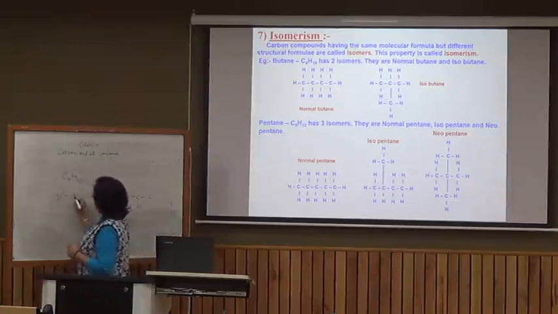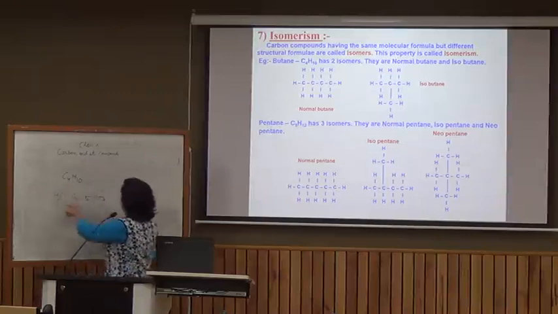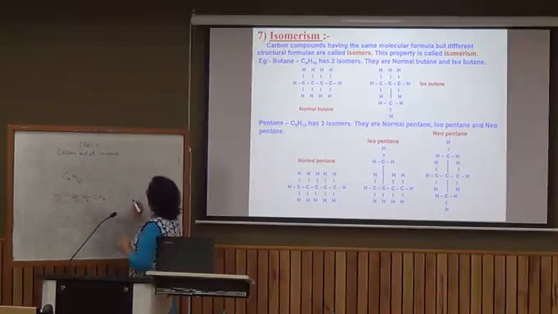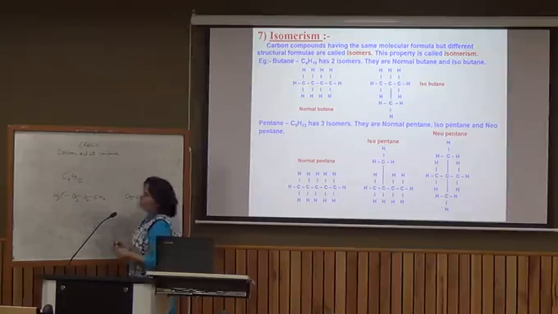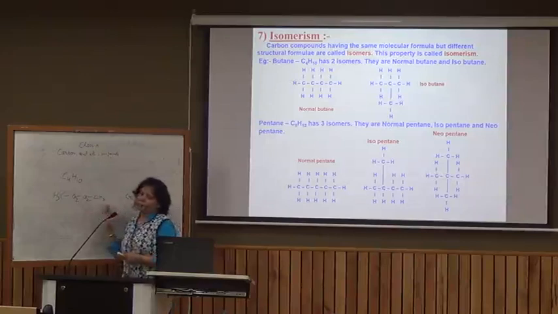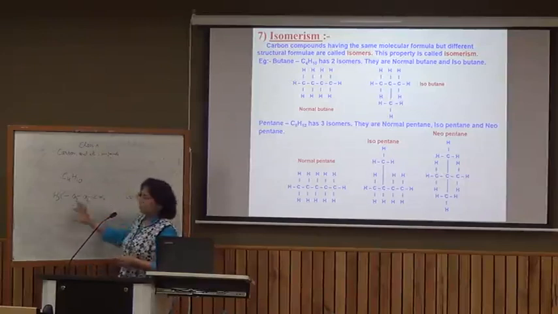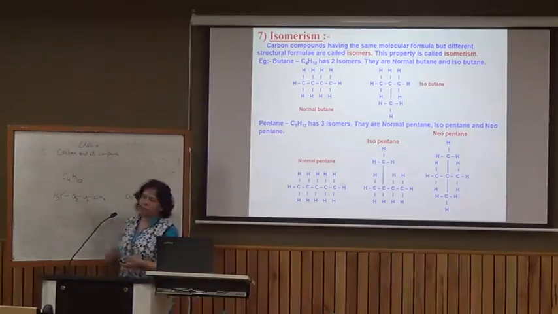Let me complete it: CH3, CH2, CH2, CH3. Here you can count the number of hydrogen atoms, it comes to 10. Again here it will be CH3, CH3, CH3, and there will be one H on the middle carbon. Again you can see the molecular formula of both compounds is the same, C4H10, but their structural formulae are different. Such compounds we call isomers. So I have drawn the 2 isomers of butane. One is called normal butane, and this is called isobutane.